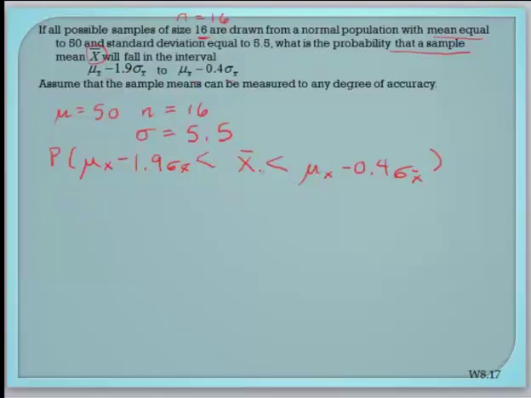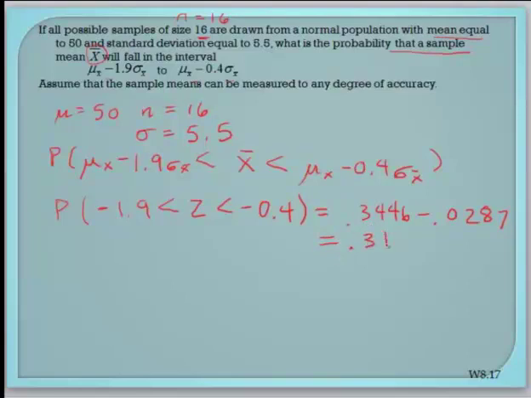Remember that these are just essentially z values. We're actually looking for the probability that minus 1.9 is less than z is less than minus 0.4. So if you look on the tables, for minus 1.9 you'll see an area of 0.3446, and for minus 0.4 you'll see an area of 0.0287, and the difference is equal to 0.3159.